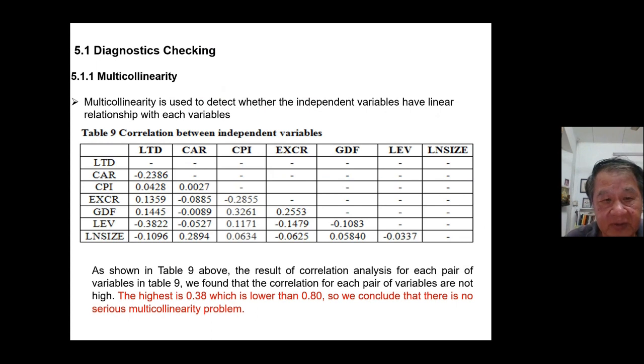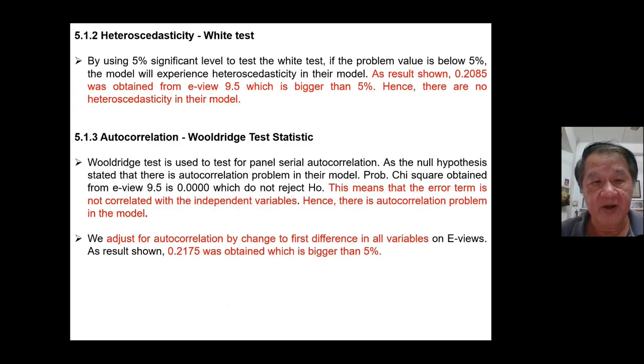For the checking of multicollinearity, you see the result here, the highest is 0.38, the lowest is 0.8. Therefore, it concludes there's no multicollinearity. For heteroscedasticity, the result shows that there's no heteroscedasticity. For autocorrelation, there is an autocorrelation. So after we adjust for autocorrelation by taking the first difference of all variables in EViews, the result 0.275 is higher than 5%.